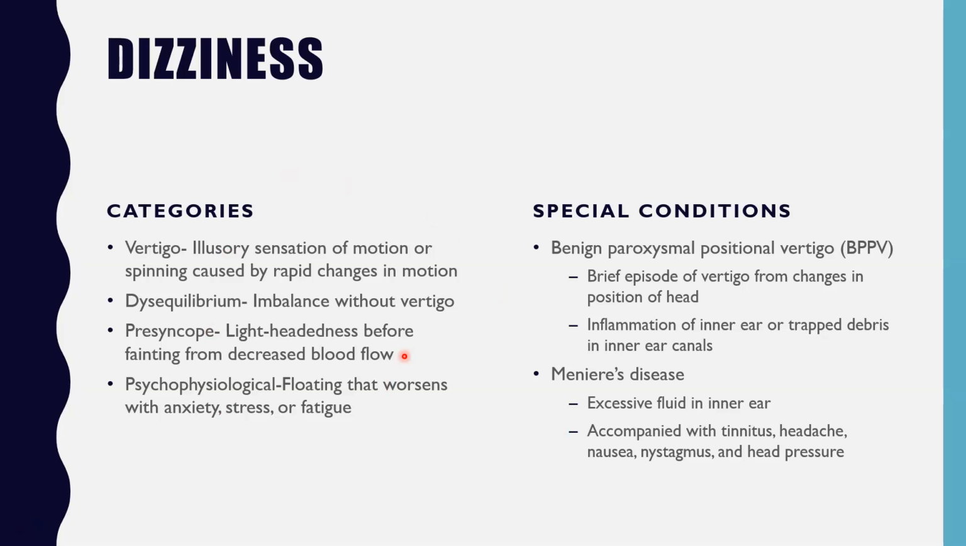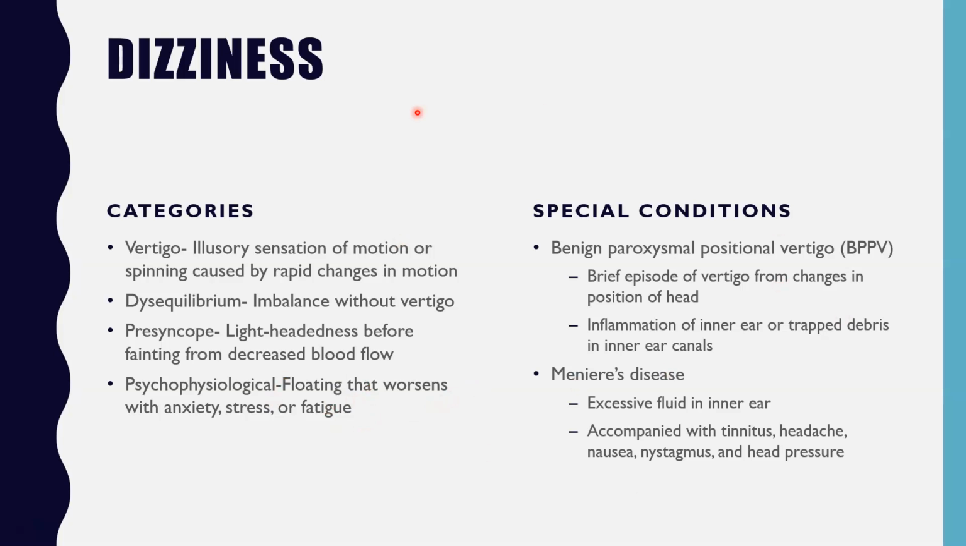There are different categories associated with this, and you can see them here. Vertigo is this sense of spinning that's not really occurring, caused by rapid changes in motion. Disequilibrium is an imbalance without that vertigo. Then we have presyncope, which we've seen before, this lightheadedness or fainting, and we'll also talk about that a little bit more here in a minute. And then psychophysiological, right? This idea of floating that worsens with anxiety, stress, or fatigue.